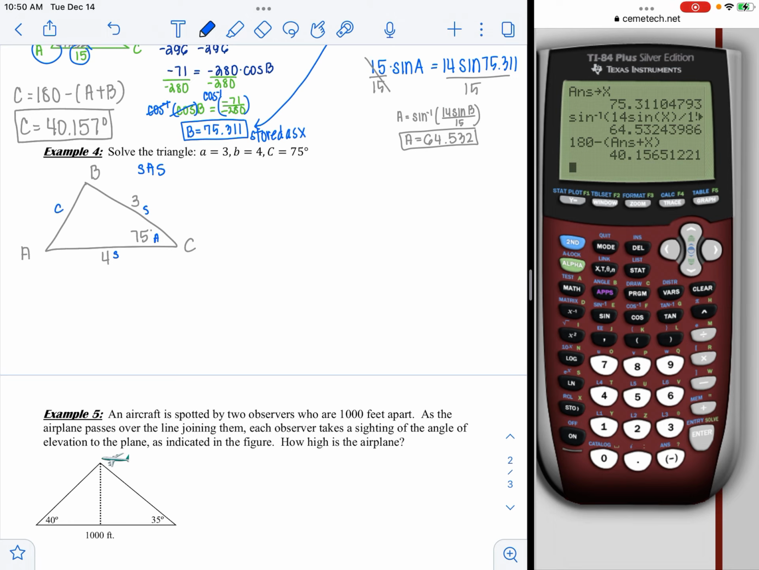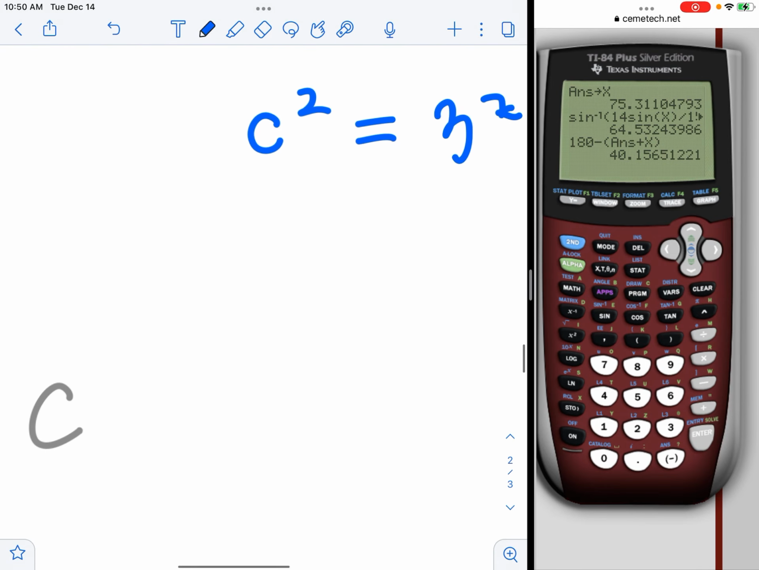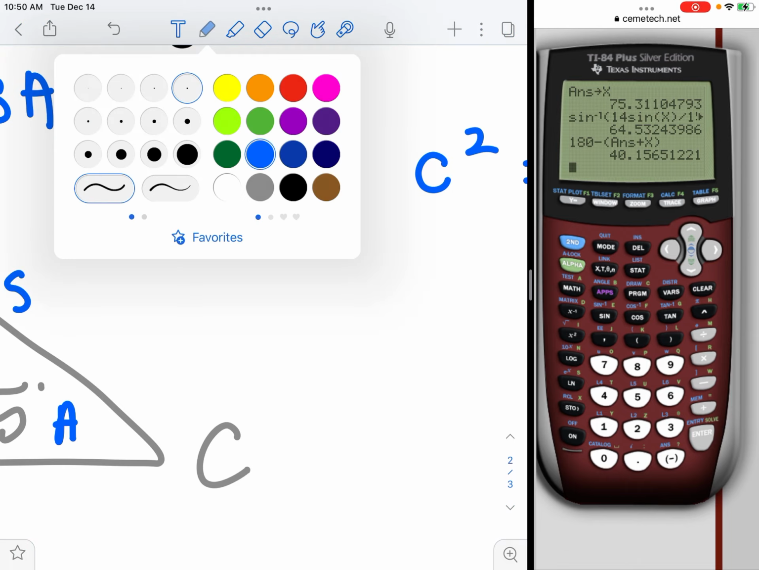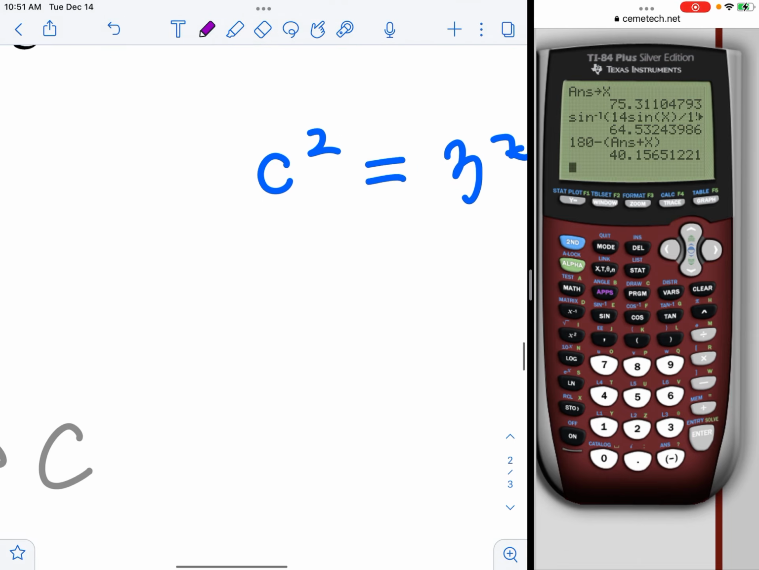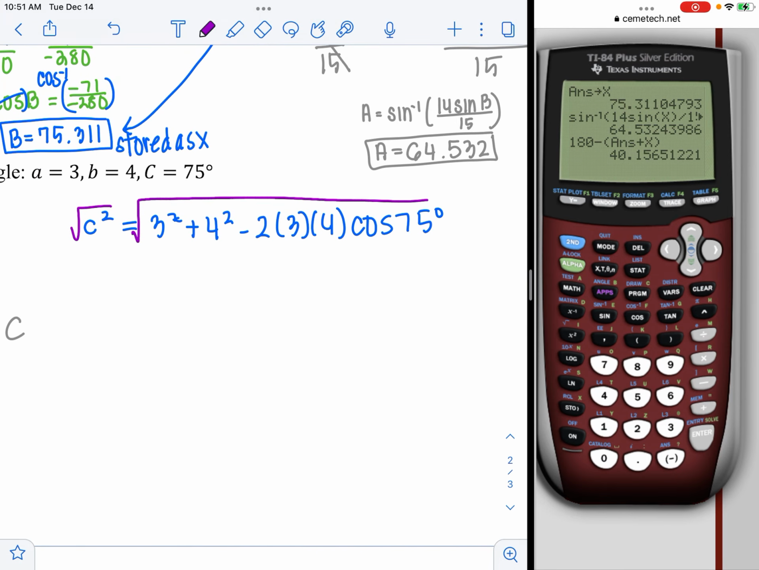So since we're using law of cosines, we're going to do side squared. C squared equals the other two sides squared, 3 squared plus 4 squared, minus 2 times those two multiplied, 3 times 4, times the cosine of angle C, which is 75 degrees. And now we have to get C by itself. If you look where C is, it's over here. How do you get C by itself? You square root this side.